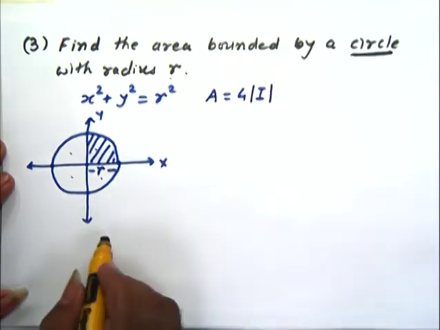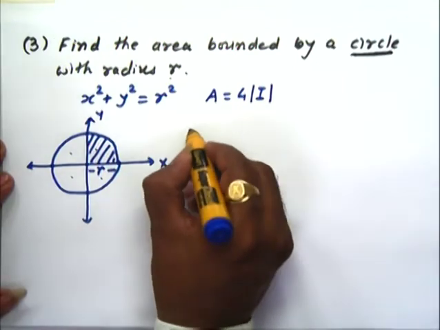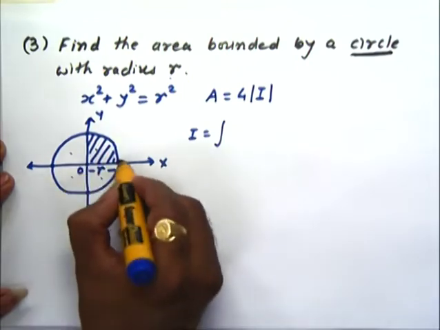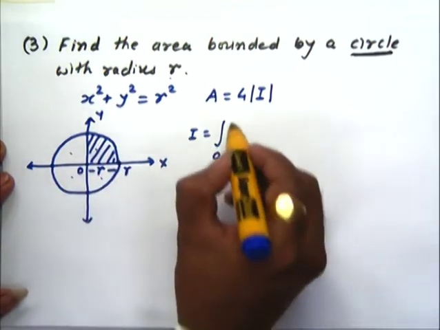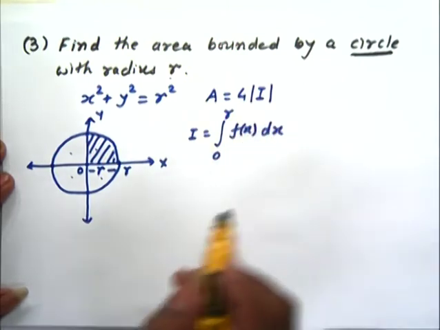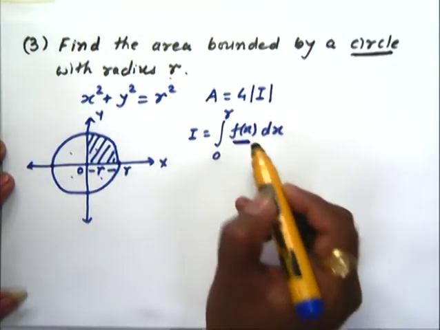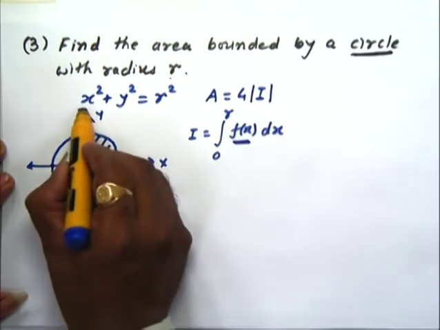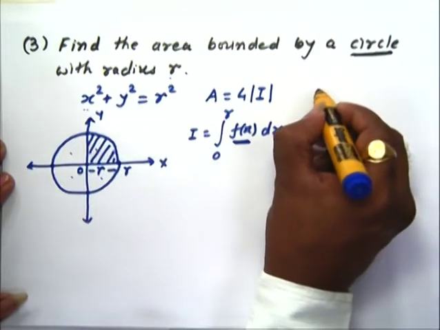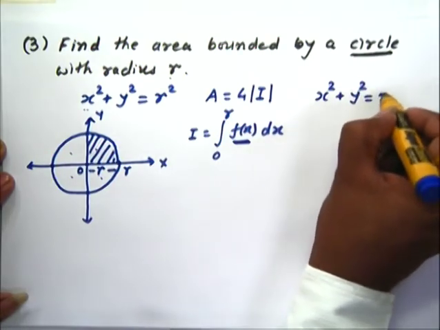modulus I. Now what is I? So I equal to integration, this is 0, this is r, so from 0 to r f(x) dx. But here again we have to find f(x). f(x) is y. So we have to find the value of y from this. So we have x square plus y square equal to r square.